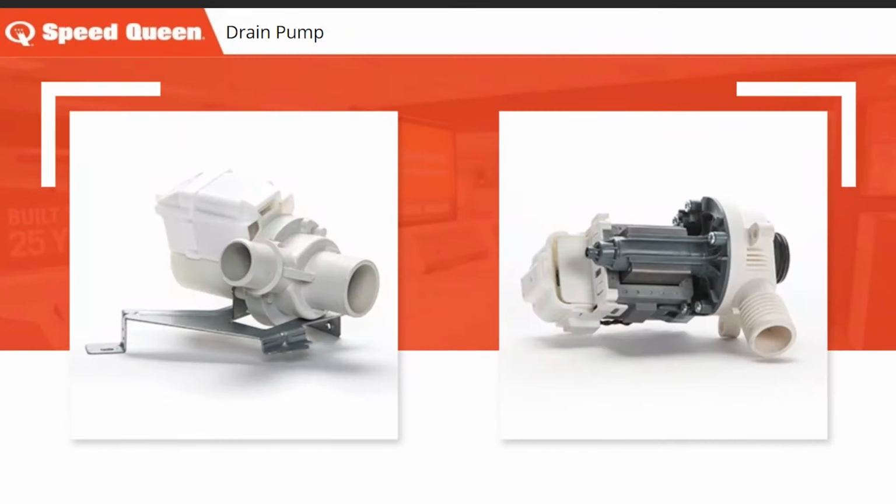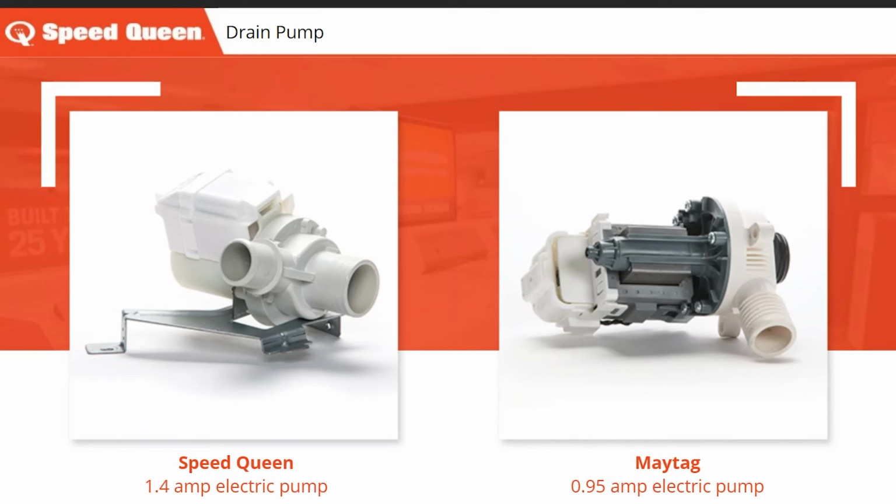Let's now discuss the drain pump. With a 1.4 amp electric pump, the Speed Queen TR7 is more powerful than Maytag, which has a 0.95 amp electric pump. Speed Queen's increased power brings commercial quality to the consumer market.